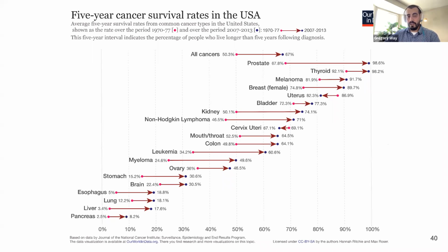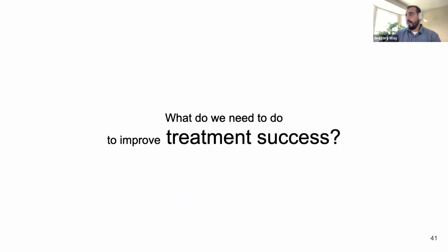We've made tremendous strides in cancer survival rates over the past 5 years, where these pink dots represent the 5-year survival from 1970 to 1977, and the blue dots represent about 40 years later. And so in almost all cases, with the exception of uterine cancer, we've dramatically improved 5-year survival. But what do we need to do to bump that number even more? And I'm sure that we're doing it actively right now on campus and elsewhere.